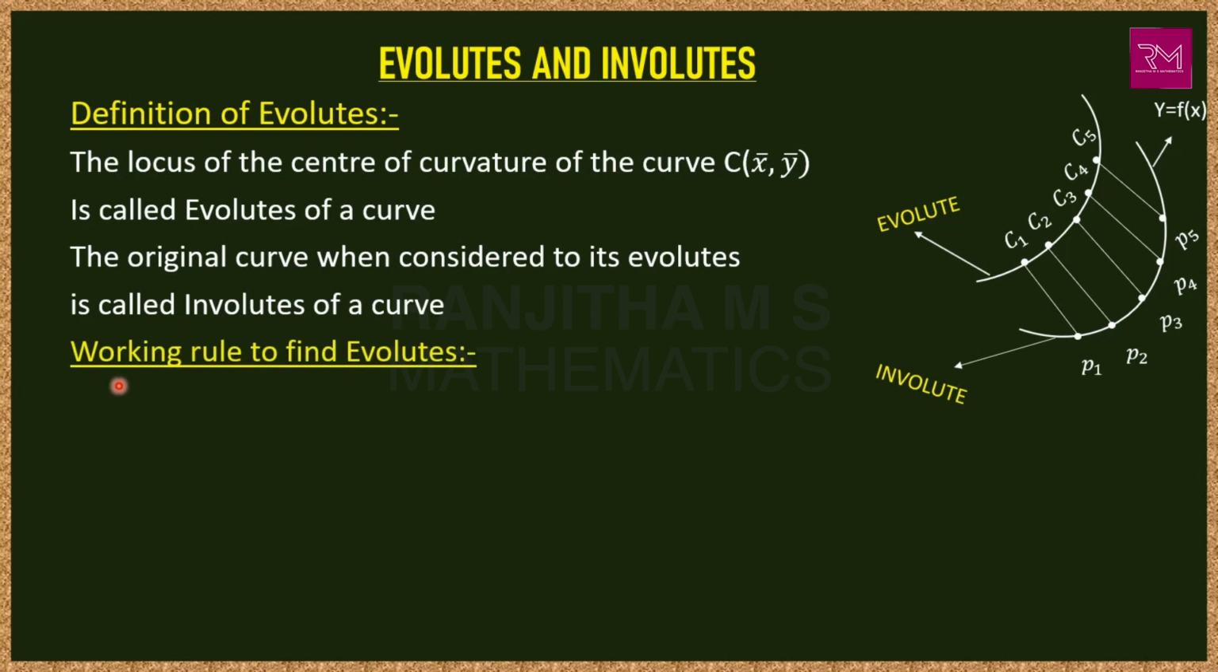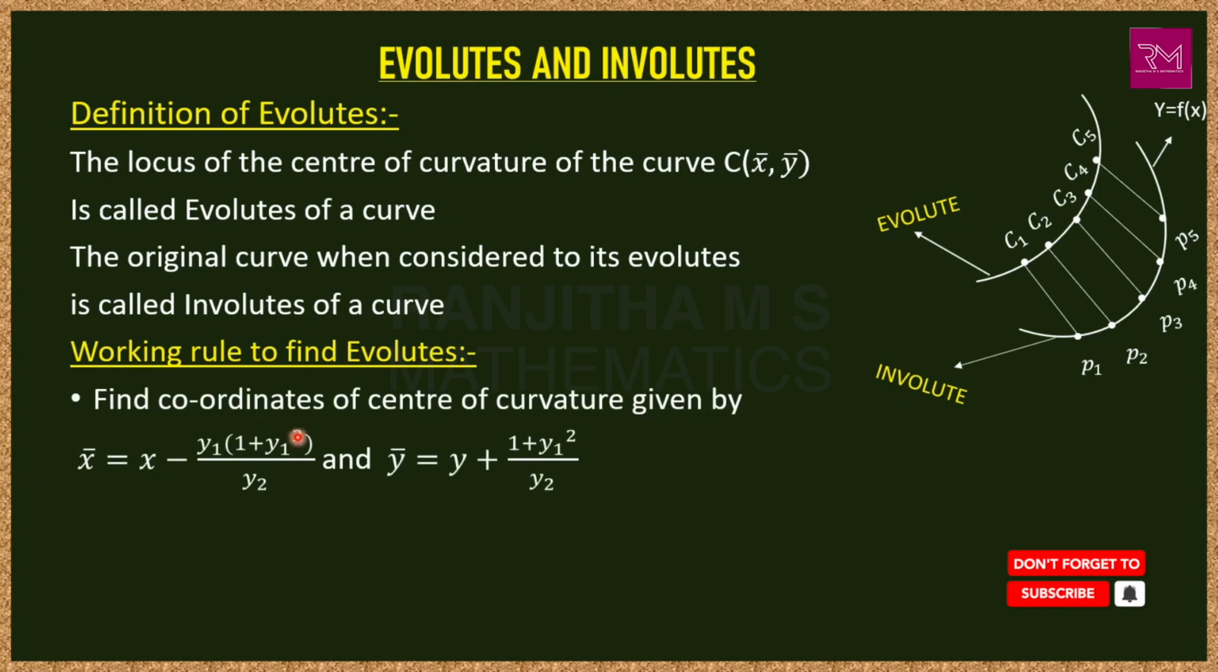Next, we shall understand the working rule to find evolutes. This is very important to find the evolute of a curve. In the first step, we have to find the coordinates of the center of curvature, given by x bar which is equal to x minus y1 into 1 plus y1 square by y2, and y bar which is equal to y plus 1 plus y1 square by y2. This is a very important formula. You must remember how to find the coordinates of the center of curvature. We already discussed in the previous video how to find the coordinates of the center of curvature. You can see that video.